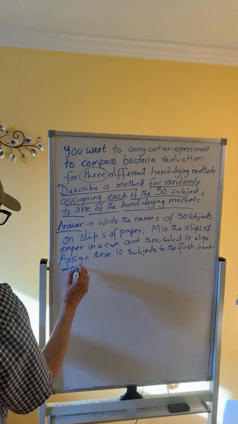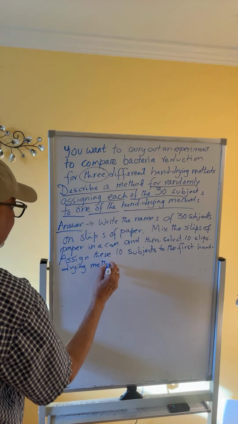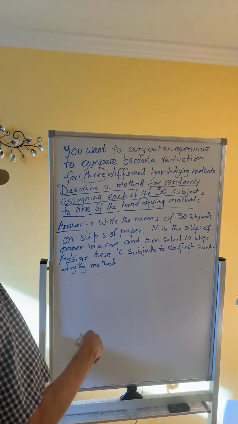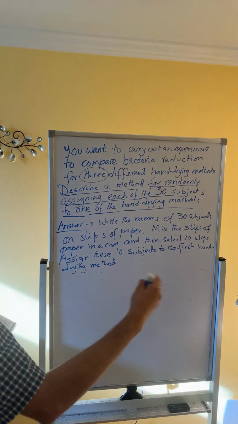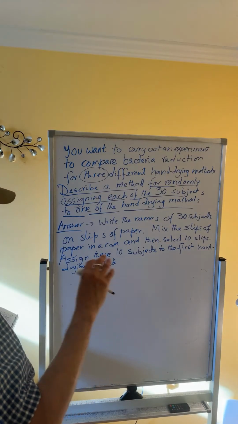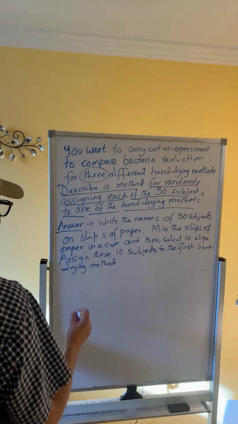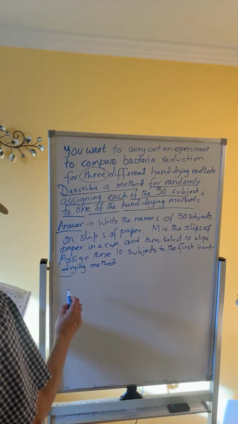So you selected 10 from a well mixed can, 10 slips of paper with 10 subjects' names written on them, and the 10 subjects' names that you selected, you will assign them to the first hand drying method. So now you are left with 20 because 10 have been selected out of 30.